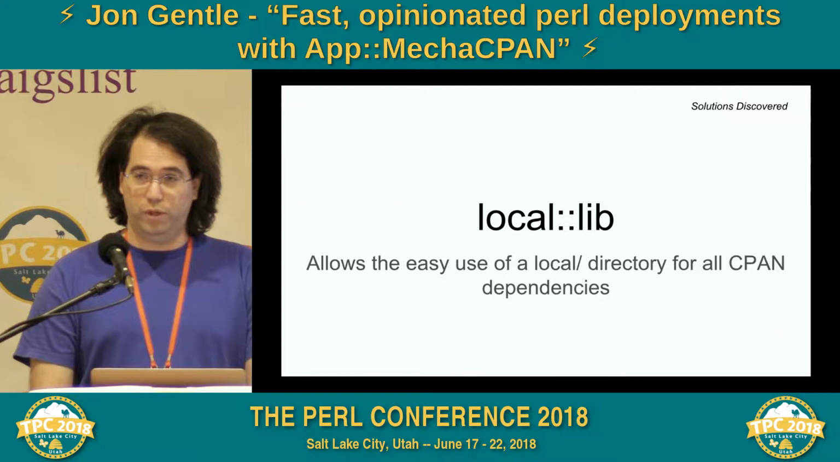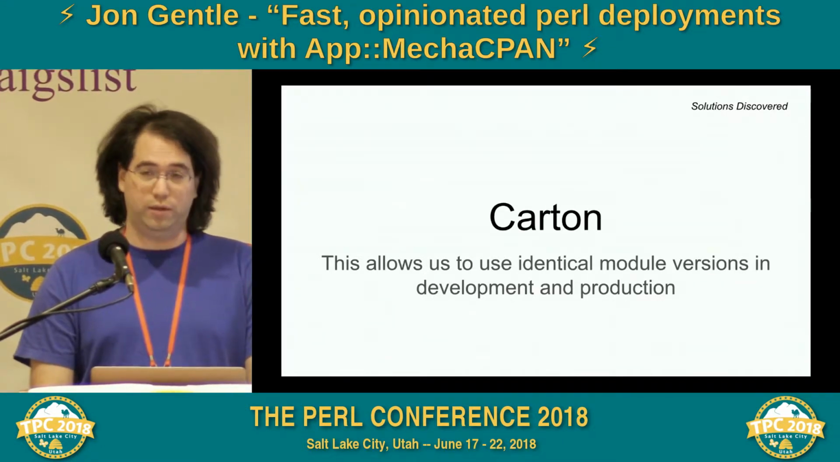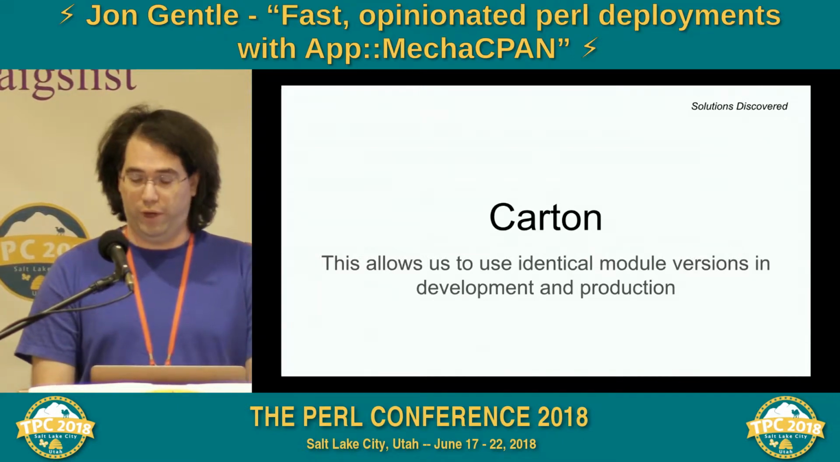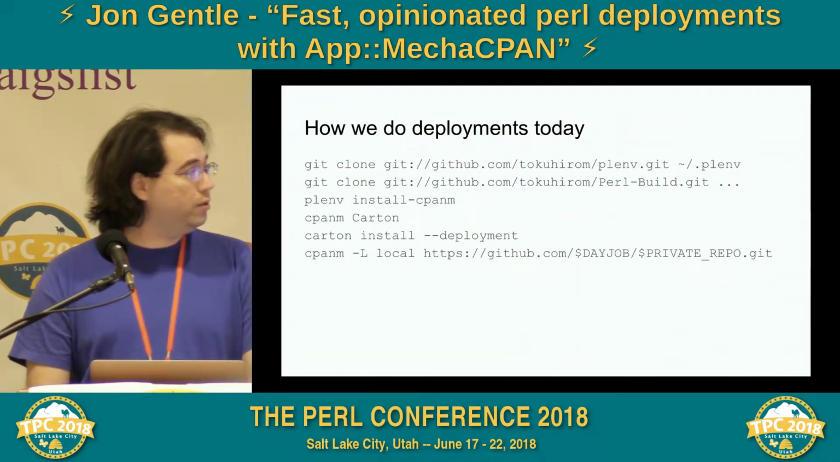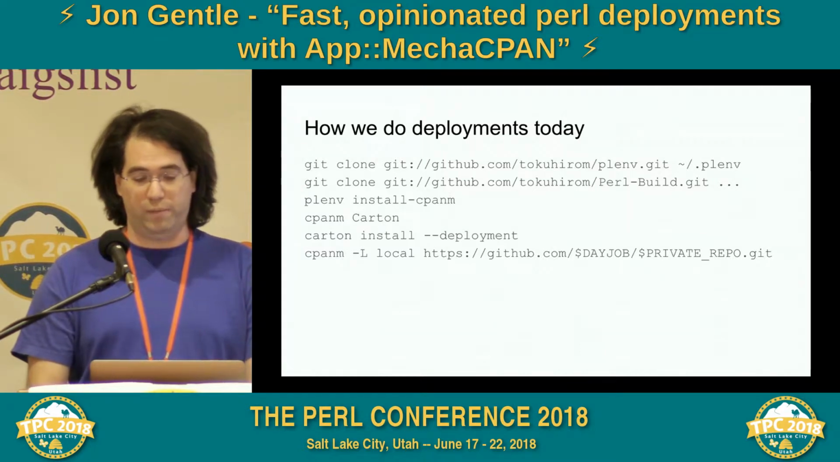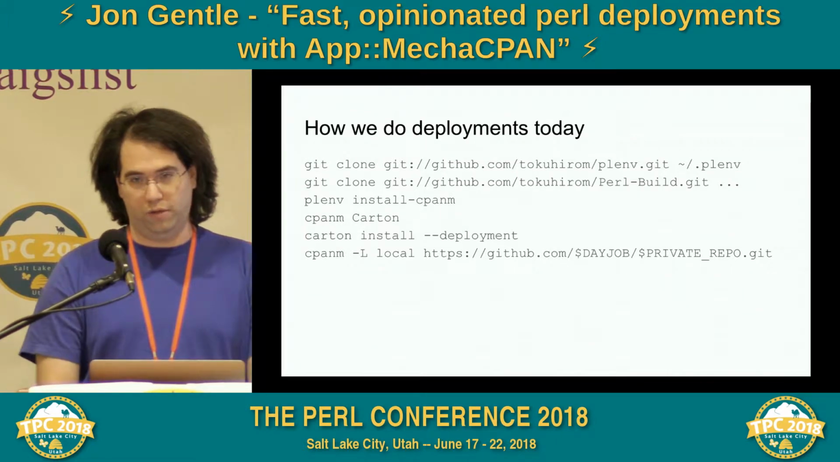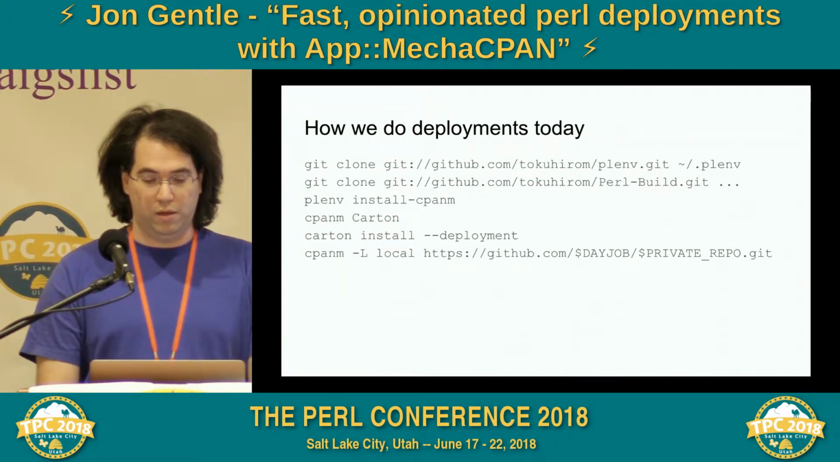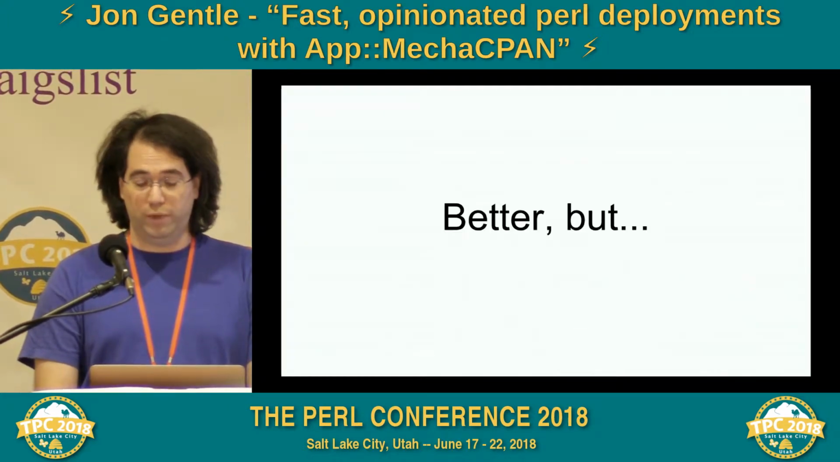We also discovered, when Miyagawa announced it, Carton, in order to create a snapshot so that we always had consistent versions of all the modules, not just the top layer. That helped us out tremendously. So over the years, we do just about this to do our deployments. We install plenv and perl-build so that we can build the version of Perl that we want, install cpanminus, install Carton, and then actually do the deployment, and then install all of our private stuff, because we've added since then. It's a lot better than it was before, but I still think a single tool would be nice.